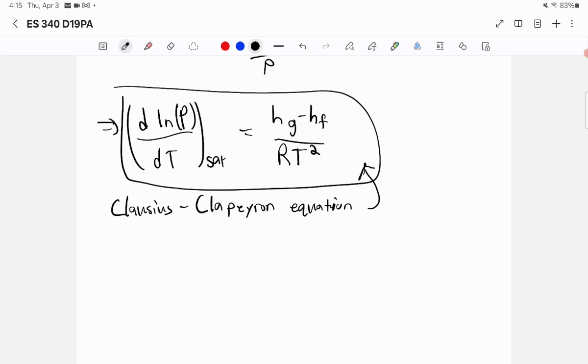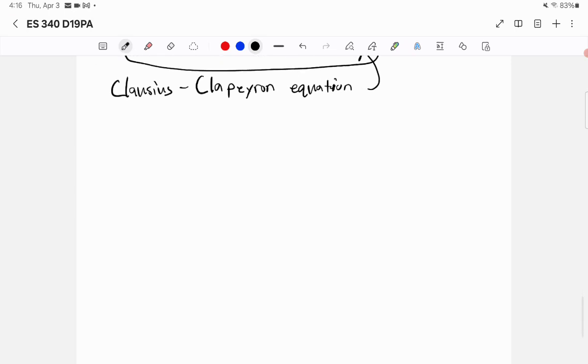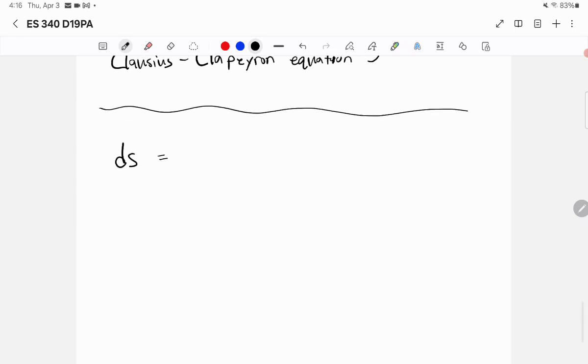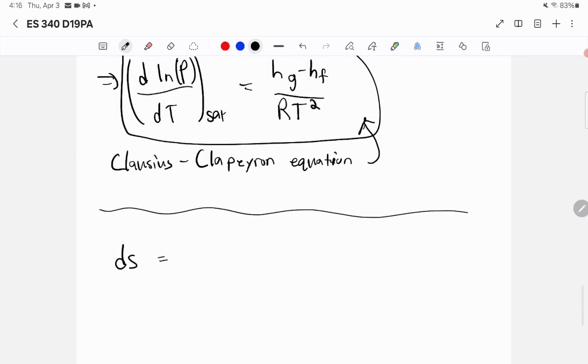So the next question would be, what if there is no change in phase? Well, this leads us into an equation that should look kind of familiar now. This leads us to, what if we have no phase change? Well, we can start from an equation that looks like this.